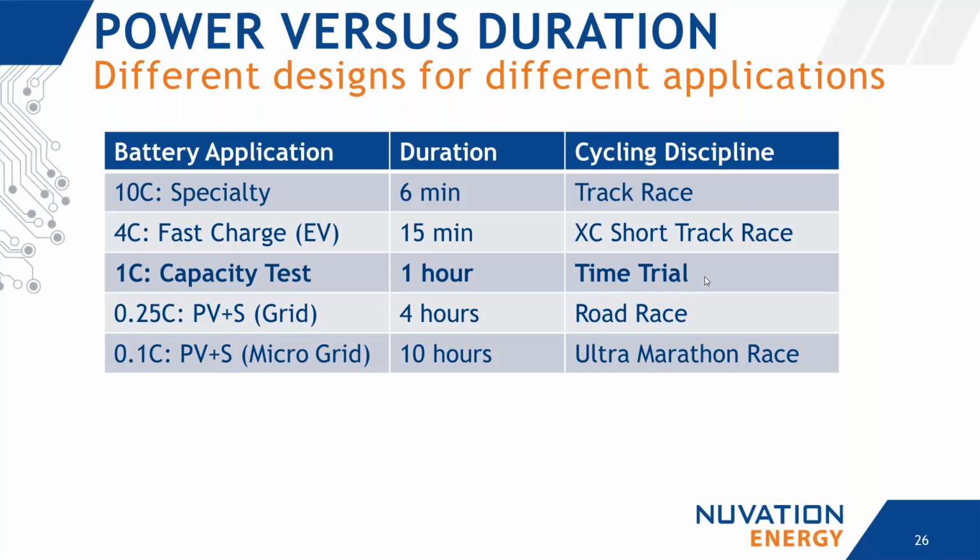So the key thing is there's many different cycling disciplines, there's many different battery applications. As you get above the 1C rate, the current and the power goes up, the duration goes down, and as you get below it, the duration goes up and the power goes down. Athletes train specifically for these specific event durations. Battery systems have to be designed for the end application in mind. A 10C design is going to look very different from a 0.1C design.